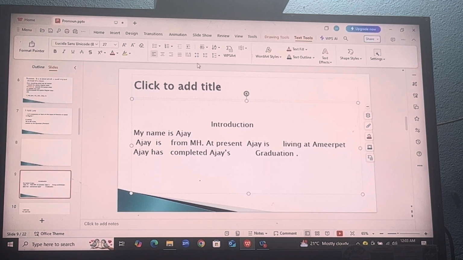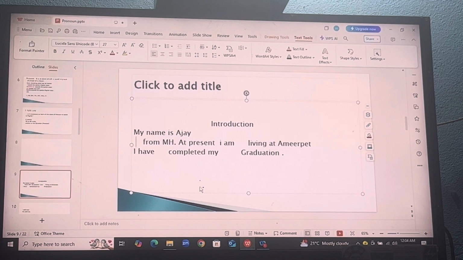Why? Because in the first sentence you may understand that his name is Ajay, but in the second sentence, as he says Ajay is from Maharashtra, there can be a second Ajay, then Ajay is living, so there can be a third Ajay, followed by a fourth Ajay, and then a fifth Ajay. Hope you're getting the point. So in order to overcome this or many such problems, we need to learn what is a pronoun. Hope you are getting my point, everyone.